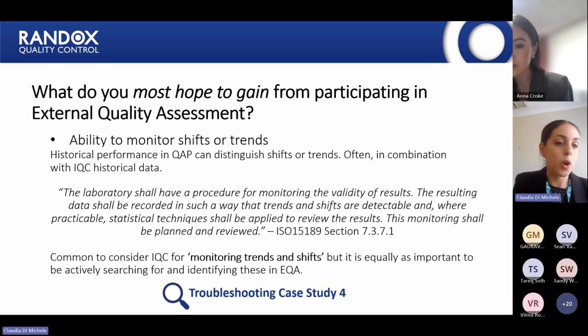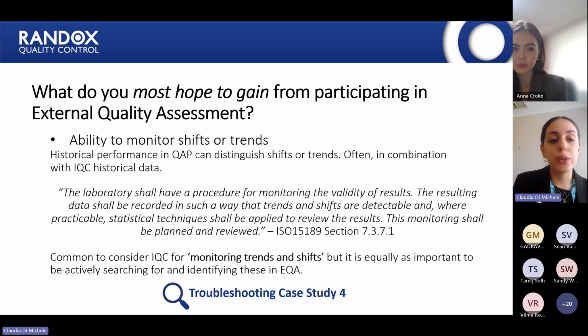And we've all might have seen this quote before from ISO 15189 at the very beginning of the section on quality control, which is section 7.3.1. And it states that the laboratory shall have a procedure for monitoring the validity of results. The resulting data shall be recorded in such a way that trends and shifts are detectable, and where practicable, statistical techniques shall be applied to review the results. And this monitoring shall be planned and reviewed.